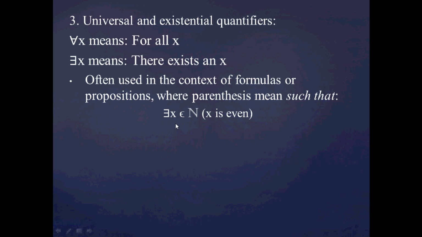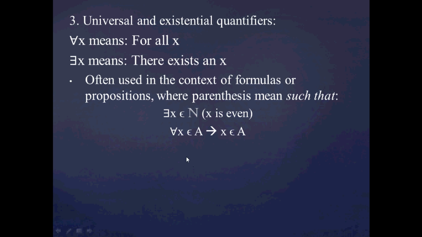So for example, I should read this statement as, there exists an X that lives within the set of natural numbers. This uppercase N is going to be the set of natural numbers. So you see the parentheses here, such that, and then I read this, X is even. So there exists something within the set of natural numbers where that something is even. And of course that's true, and you can think of lots of examples. Let's say the number 10.